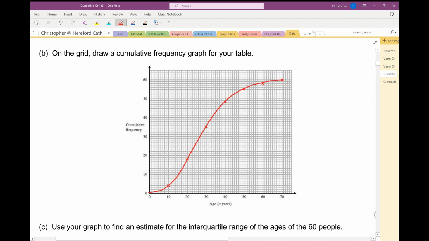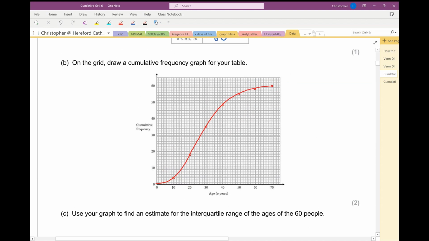Use your graph to find an estimate for the interquartile range. So I am interested in the interquartile range. That's not going to be the 30th person because that would be the median. But it's quite useful to identify halfway because for the lower quartile, I want to go to the 15th person here, a quarter of the way, half the first half. And for the upper quartile, I'll want to go to the 45th person, halfway through the second half of the data. So I'm going to be interested in the 15th and the 45th.